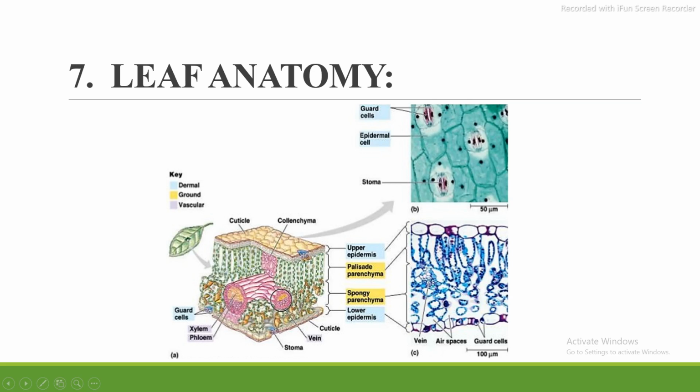This is also cuticle. This is upper epidermis. This is palisade parenchyma cells. This is spongy parenchyma. On the other hand, this is lower epidermis. Guard cells. These are the guard cells as shown in the figure B. This is epidermis cell and this is stoma. In the third figure you can see this is vein. These are the air spaces and these are the guard cells as shown in the figure.